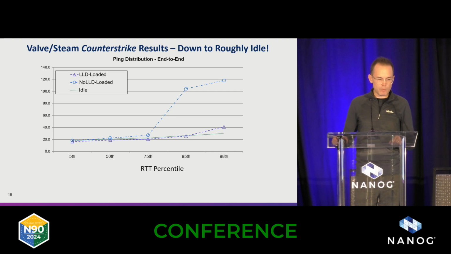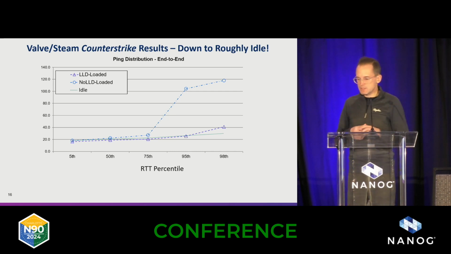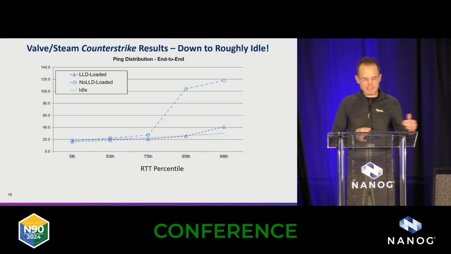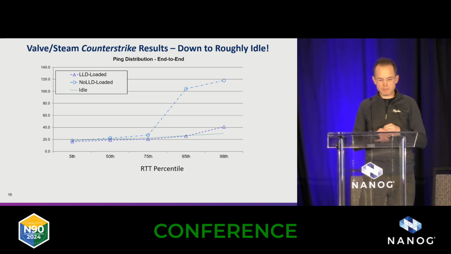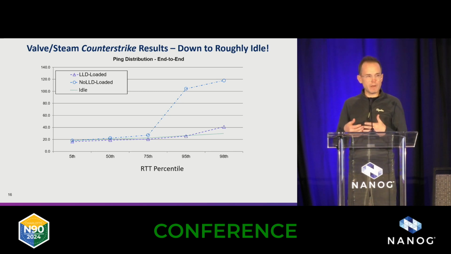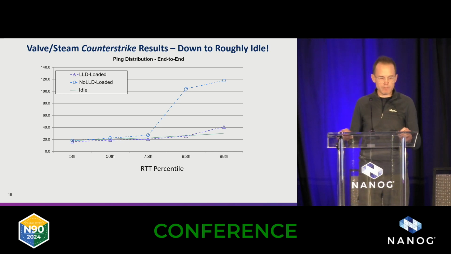The other one is Valve, and so we have the top one with the little circles. That's what happens under load without L4S. And what you see with the triangle is what you come down to with L4S turned on. And in this example, you're coming down, again, almost to what idle latency looks like on that connection, which is a great, great deal from a performance standpoint. So we were, again, really excited about that.